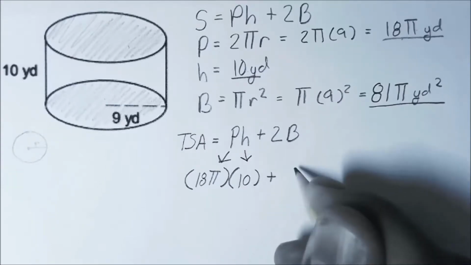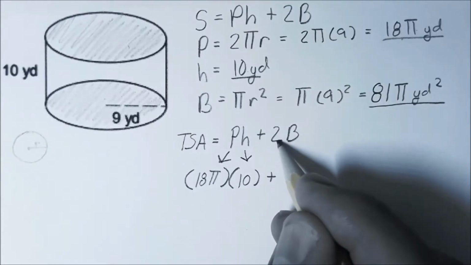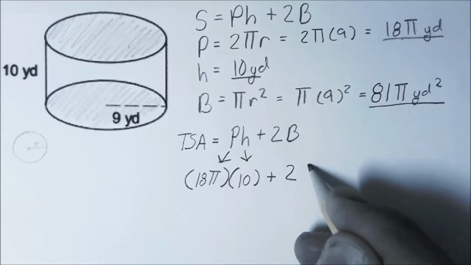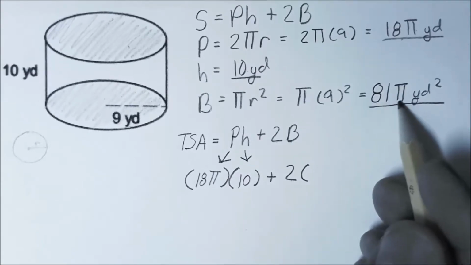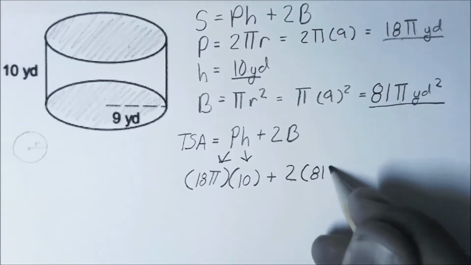And then plus 2. Now remember, 2 was the coefficient in front of this B, which just means 2 times whatever the big B is. And big B stands for area of the base. So that's 2, and then times our big B. And remember, our big B is 81 pi yards squared. So we're going to put 81 pi.